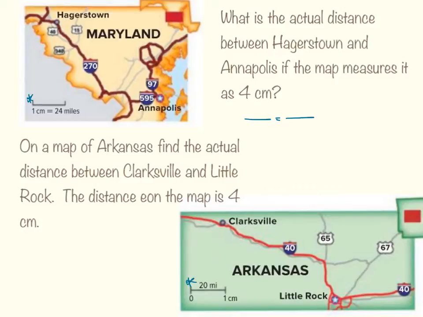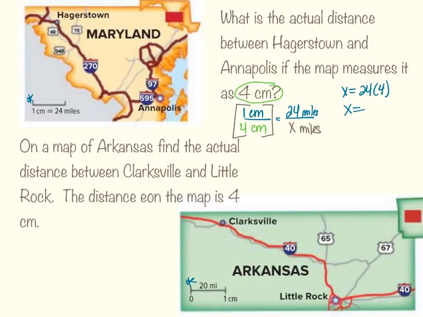So the first thing I'm going to do is create that proportion. My scale, which is 1 centimeter equals 24 miles, is going to go here. Then the number that's mentioned within the problem is the 4 centimeters. That 4 centimeters is going to be in the fraction that's dedicated to your centimeters. Therefore we need to find x miles, the actual distance. So we're going to do cross multiplication here. We've got x times 1, which is x, equals 24 times 4. So 4 centimeters actually represents 96 miles on the map in Maryland.